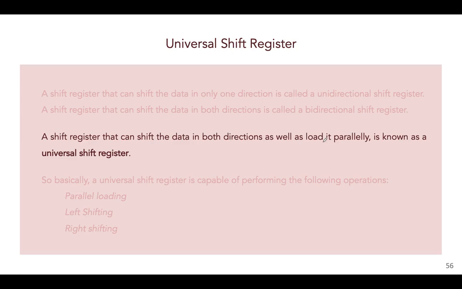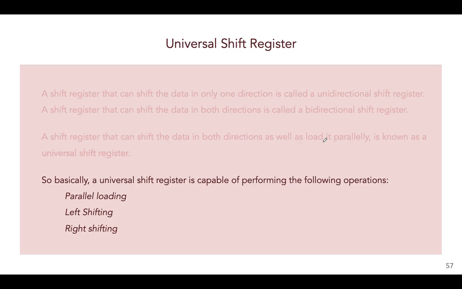So what this means is a universal shift register is capable of performing the following 3 operations: left shifting and right shifting like a regular bidirectional shift register, with the additional capability of parallel loading. That is, the bits can be loaded into a universal shift register all at the same time. So if you have a shift register that enables you to do all of these 3 things at the same time, right? With a control circuit, naturally you'll have to have a proper control circuit in place. Then that is called a universal shift register.